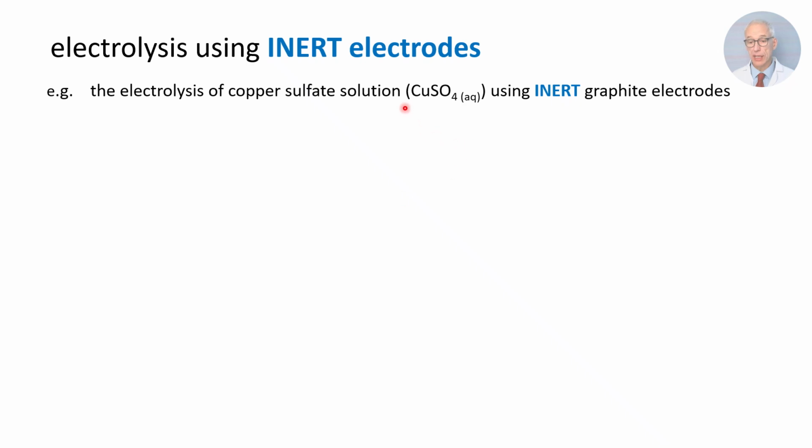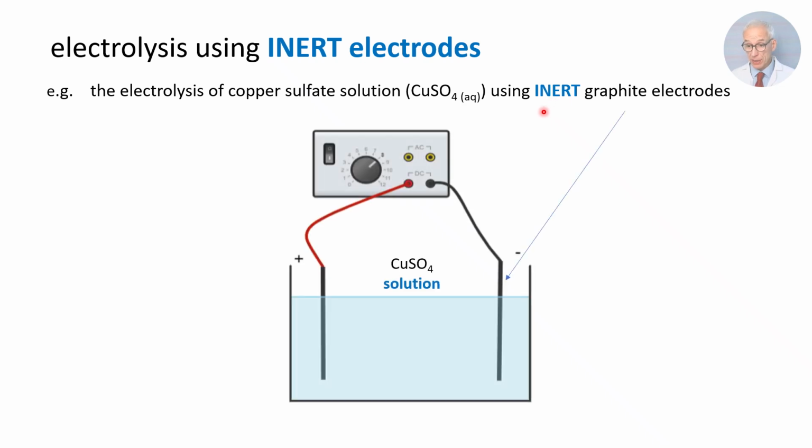Starting with the electrolysis of aqueous copper sulfate using inert graphite electrodes. So the setup is with an external circuit, the cathode and the anode. The electrolyte is copper sulfate solution, and the material of the cathode and the anode is inert graphite.